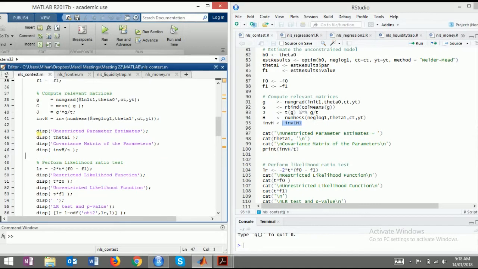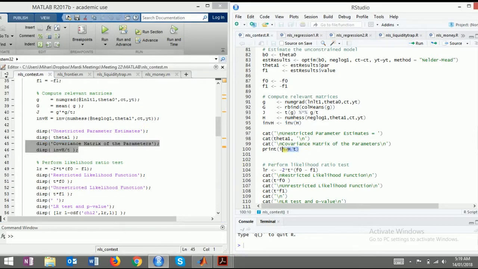So theta 1 is the unrestricted parameter estimate. The covariance matrix is the inverse of the Hessian divided by T. Diagonally located is the square root. If we take the square root of the diagonal elements of this covariance matrix, we have the standard errors.